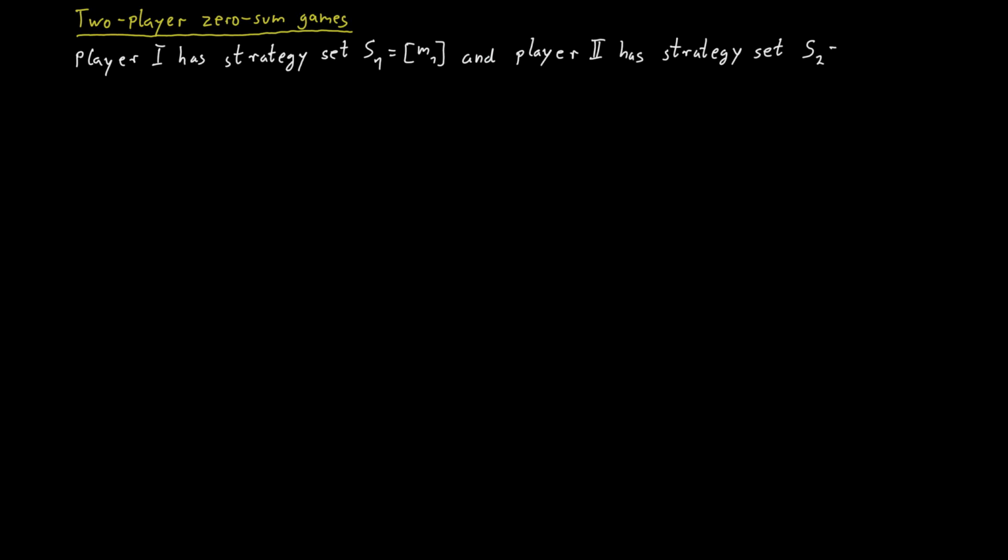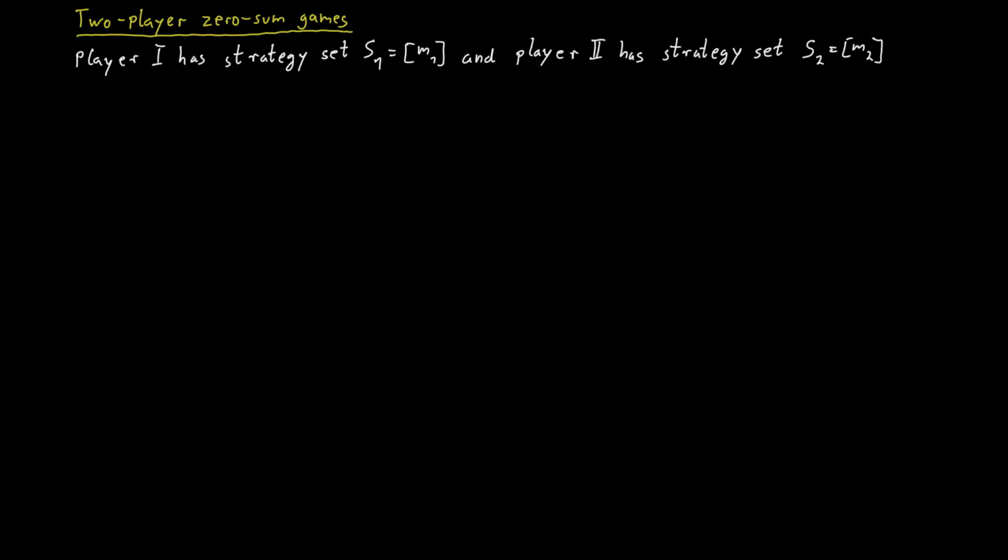Let's say that the first player has M1 many pure strategies. In other words, we can imagine that her strategy set S1 consists of all integers between 1 and M1. And let us say that the second player has M2 many pure strategies. So her strategy set is S2, consisting of all integers between 1 and M2.